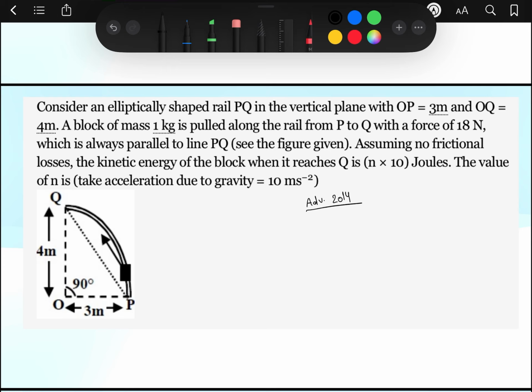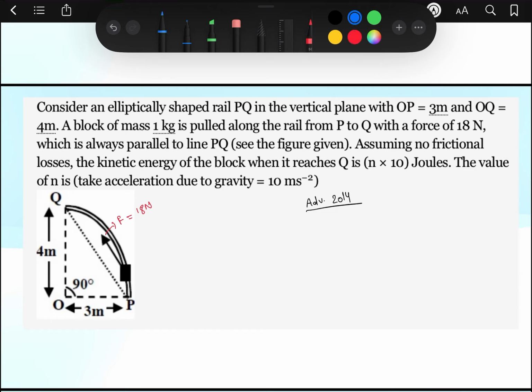Consider an elliptically shaped rail PQ in the vertical plane with OP as 3 meter and OQ given as 4 meter. A block of mass 1 kg is pulled along the rail PQ with a force of 18 Newton, which is always parallel to the line joining PQ. So this is the direction of force that is acting here on this block, and the value of this force is F equal to 18 Newton.